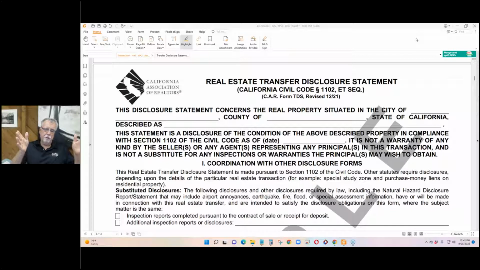And I always would break the disclosures into two groups. The first group involves the TDS and the SPQ. And the reason I keep those separate is because those are the two that the seller actually has to think about in order to fill it out. They have to think about it.